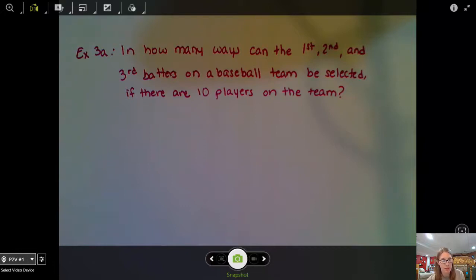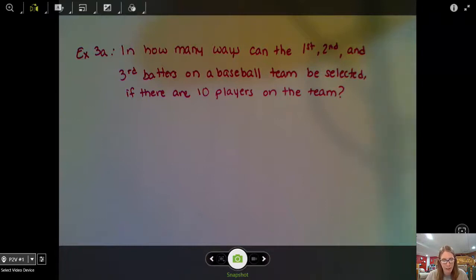First of all, this problem is different from the last ones that we did, because when we were arranging our CDs on the shelf, we wanted all 9 of our CDs to be there. In this case, we have 10 players. We only want to select 3 of those players to be our first, second, and third batters. We don't really care about the rest of the order.